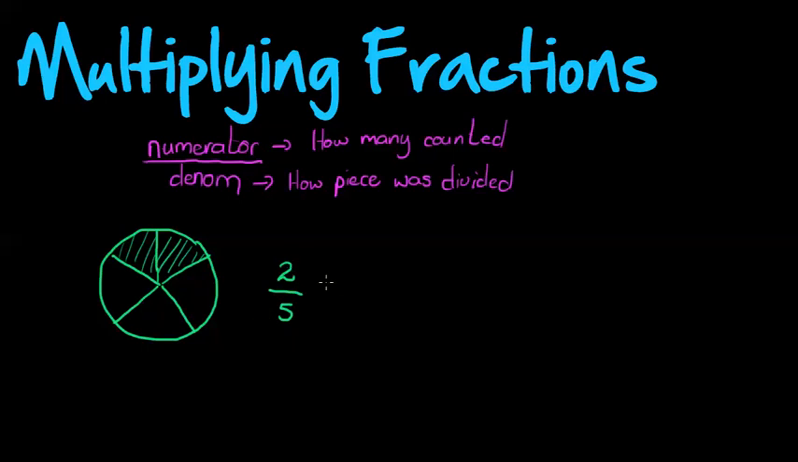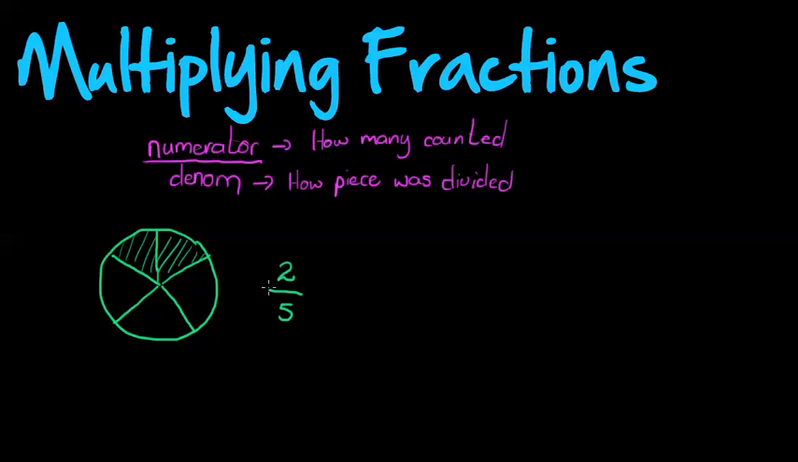So this would be smaller than 1, and the reason why it's smaller than 1 is because 1 represents the whole thing. We divided the whole thing into 5 pieces, and we're only looking at 2 of those pieces, so that's less than 1. Okay, now what would happen if I multiply a fraction? How do I actually multiply a fraction?